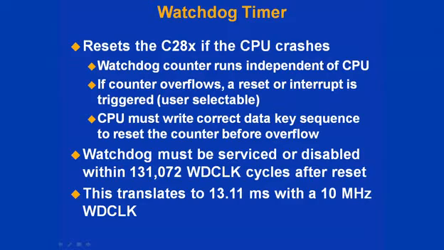The watchdog timer is a safety feature which resets the device if the program runs away or gets trapped in an unintended infinite loop. The watchdog counter runs independent of the CPU. If the counter overflows, a reset or interrupt is triggered. The CPU must write the correct data key sequence to reset the counter before it overflows. The watchdog must be serviced or disabled within 131,072 watchdog clock cycles after reset. This translates to 13.11 milliseconds with a 10 MHz watchdog clock.